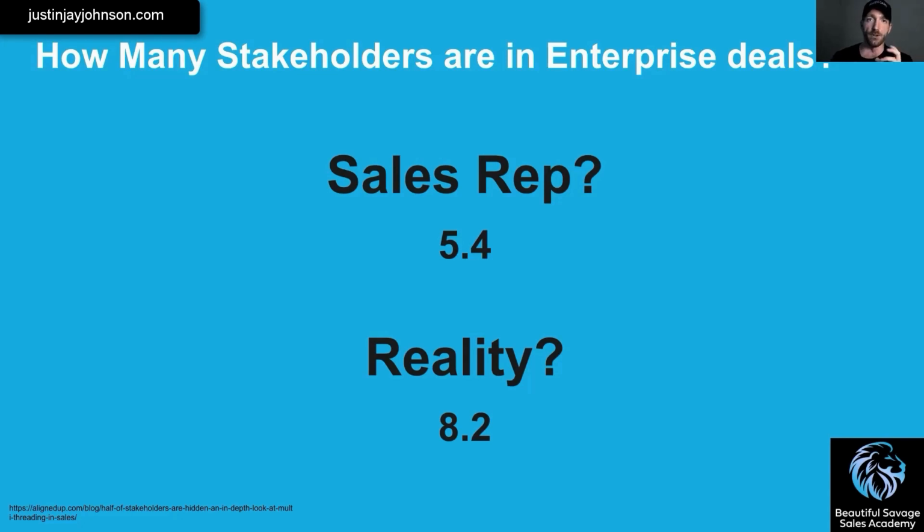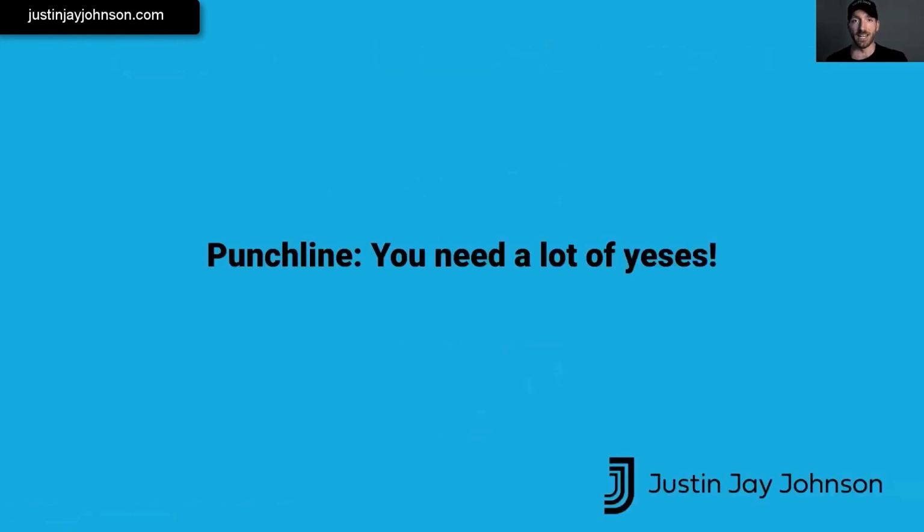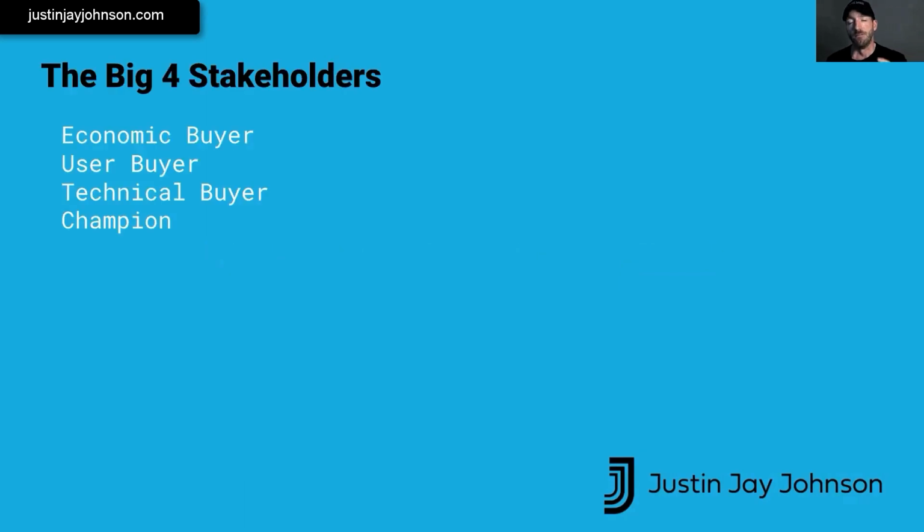Because at the end of the day, in order to get a deal done, you're going to need a lot of yeses, decision by committee. Different people play different roles, and you have to sell to them in different ways because fundamentally they care about different things, and that's what you're going to learn. The big 4 stakeholders that I'm going to share with you are the economic buyer, the user buyer, the technical buyer, and the champion. I'm going to talk through who they are, what they care about, and how to sell to them, so you get a yes from them in your deals.